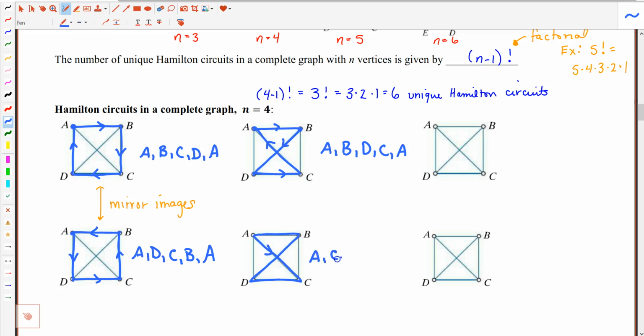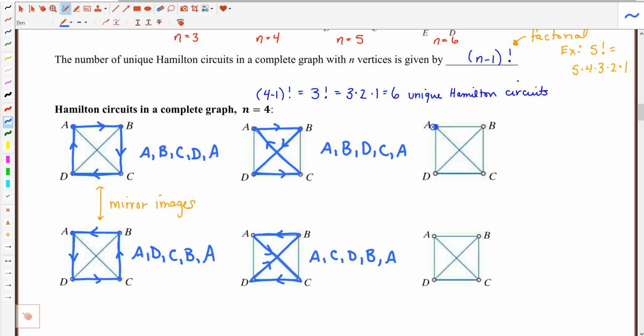So I could go from A to C. I'm basically going to start reading this in reverse order. Then to D, then to B, and then finally back to A. So there are two more that are also mirror images of each other.